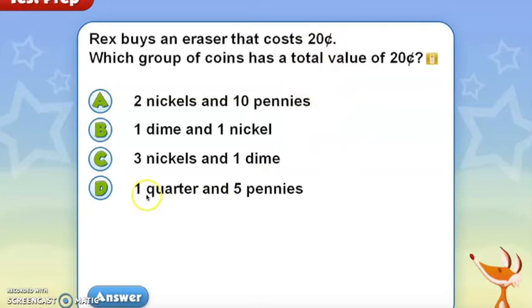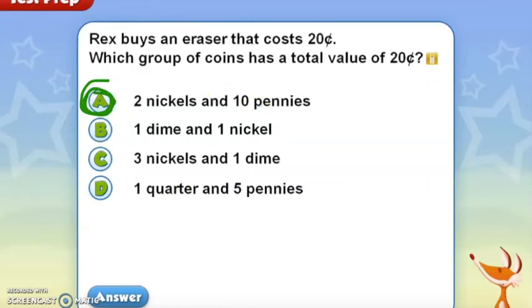And then our last option is we have 1 quarter and 5 pennies. Well, we know that 1 quarter is already more than 20 cents because 1 quarter is 25 cents. So adding 5 pennies would make that 30 cents. So we already know right off the top of our head that 1 quarter is already more than 20 cents. So D cannot be an option either. So that leaves us with answer A is the correct answer.